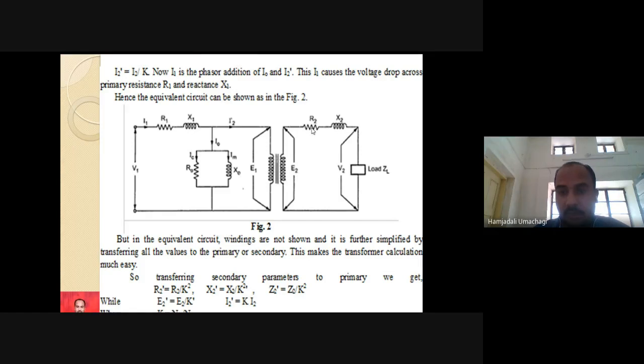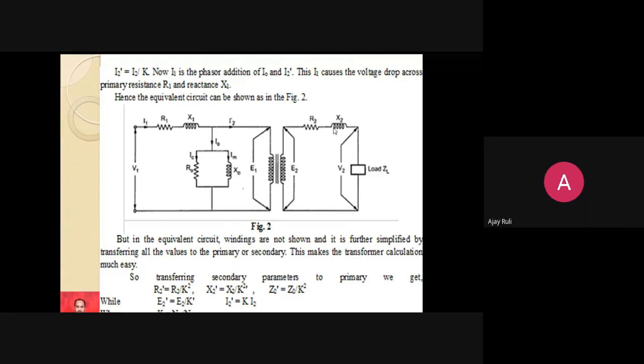Then comes its own secondary resistance R2, secondary reactance X2, then load terminal voltage V2, and connected load ZL. Is it clear, all of you? So this is the basic equivalent circuit of the transformer. First, we have shown only the magnetizing branch. Then we are going to draw the complete diagram. Is it clear?